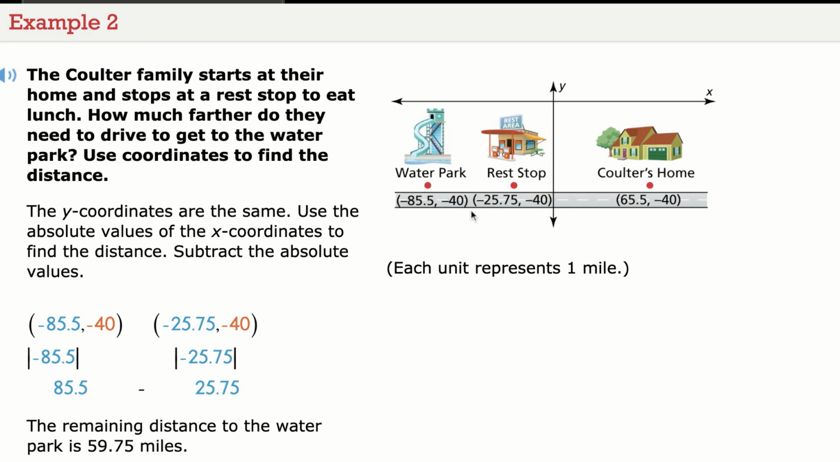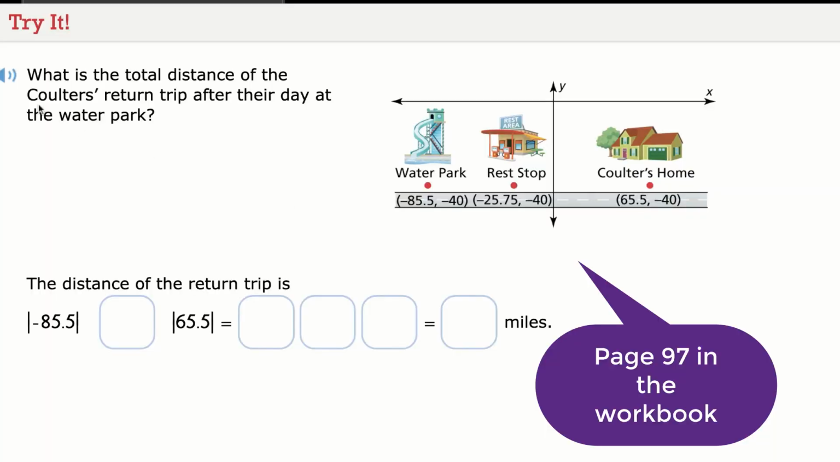So the y-coordinates of these two places on this coordinate plane are the same. So we use the absolute values of the x-coordinates. And since they're in the same quadrant, on the same side of the y-axis, you will subtract their absolute values. So the absolute value of negative 85 and 5/10, the absolute value of negative 25 and 75 hundredths. You subtract those answers and you get 59 and 75 hundredths miles. But to try it, please do this in your workbook.